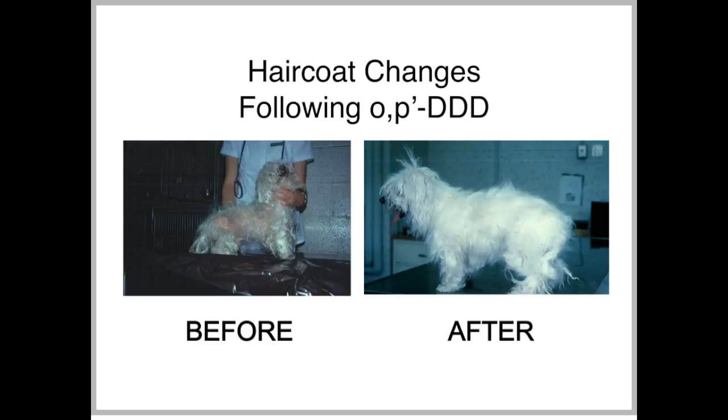In this figure, we can show how dogs can have a very dramatic response sometimes to the treatment with OP'DDD, where they show the bilateral symmetrical alopecia here on the left-hand side, and dramatic and even almost a little overgrowth of hair, and even a change of hair color, lightening, can occur in some animals. It can be quite dramatic.